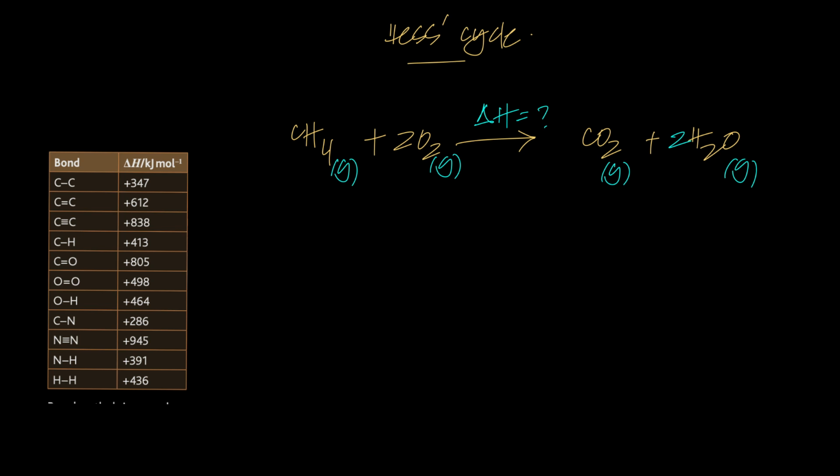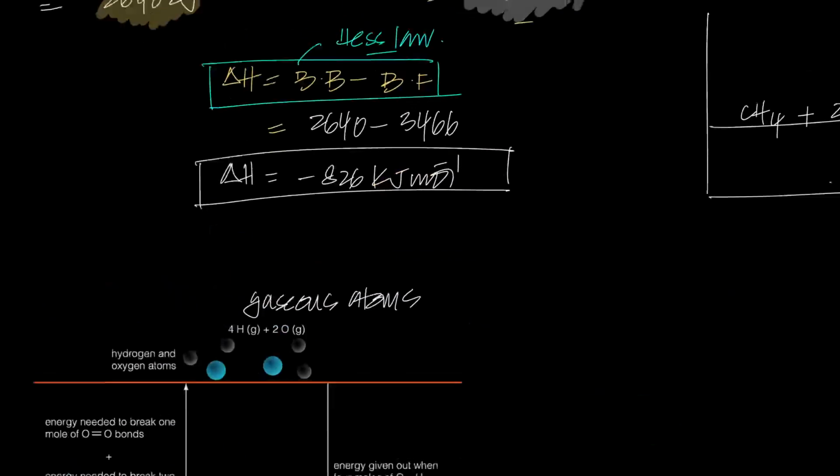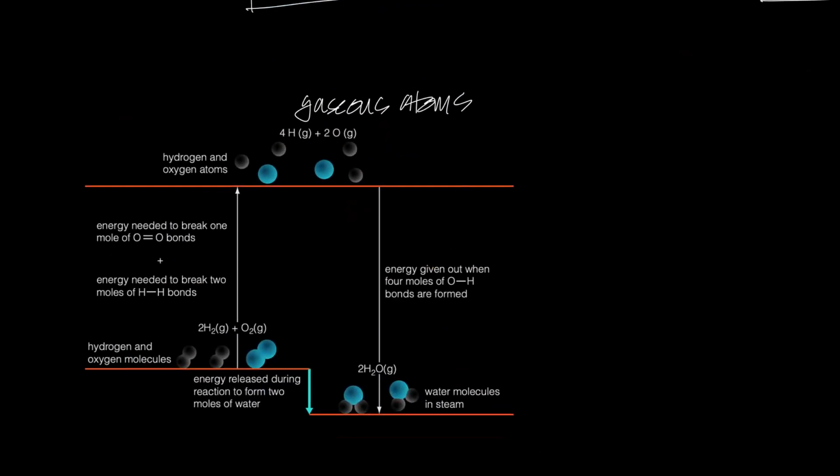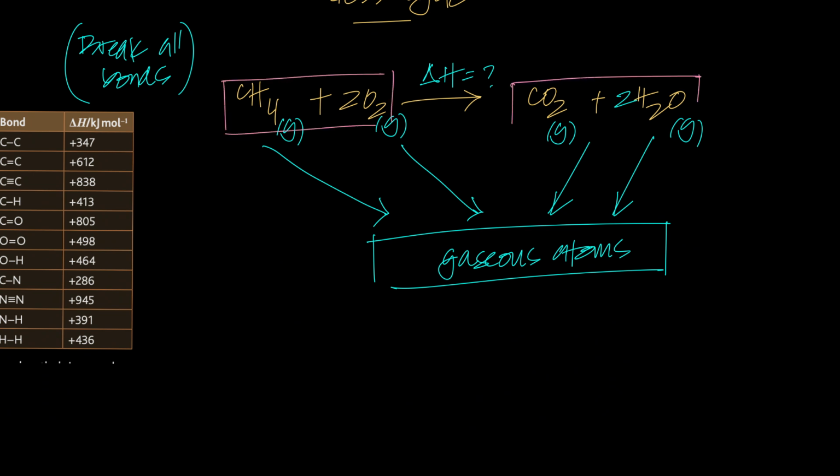And how do you do this? You say, I need to break all the bonds. Whatever you have, just break them. When you break all bonds, you end up with gaseous atoms. So the Hess cycle says just start breaking all the bonds, even for products, because bond enthalpy is defined in an endothermic manner. I'm going to break bonds to get gaseous atoms.